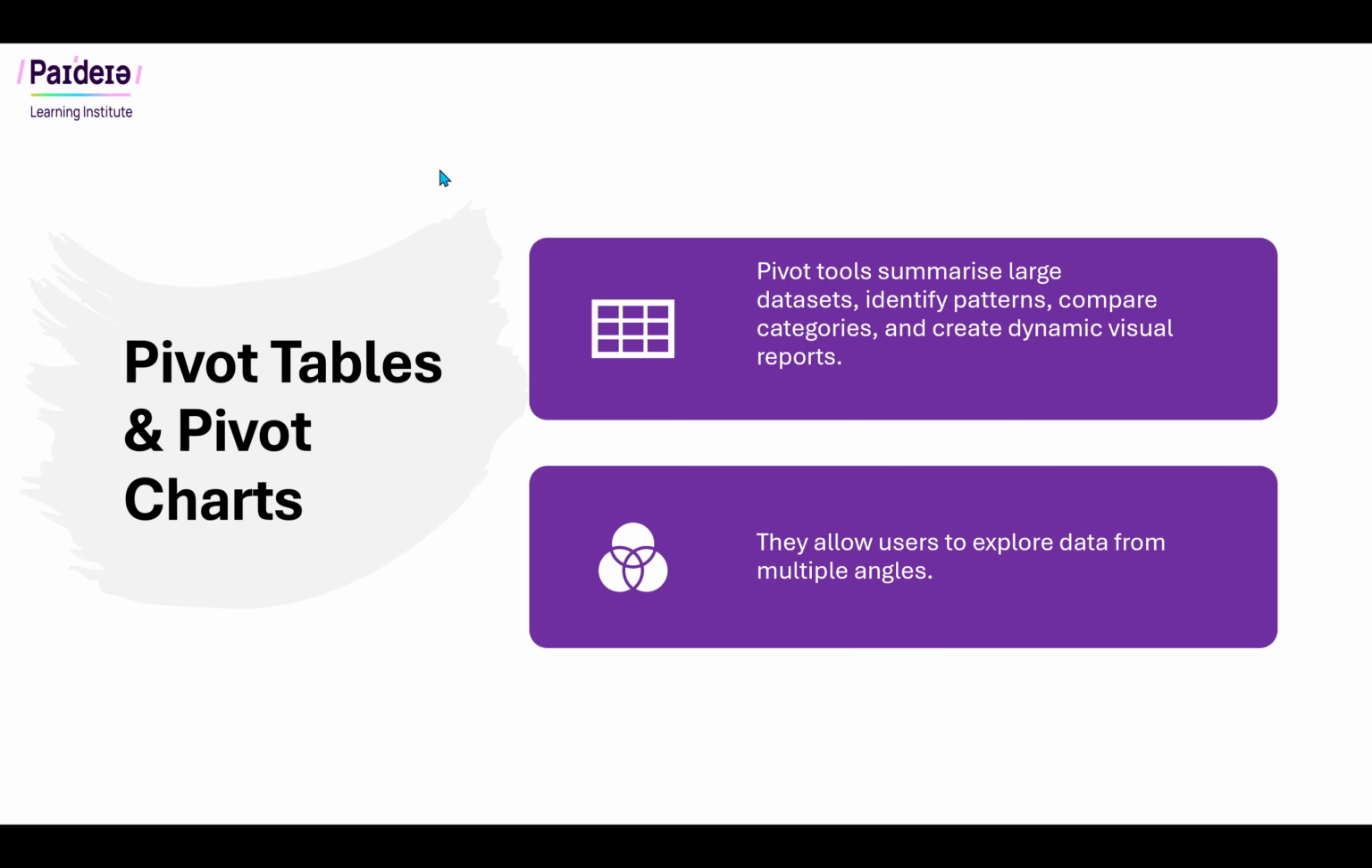Moving on from the very idea of reporting, we have other tools such as what we call pivot tables and pivot charts, which are normally found in spreadsheet applications such as your Excel. And these summarize large data sets to identify patterns, compare categories, and create dynamic visual reports. So you can have your list of all your sales over the years.